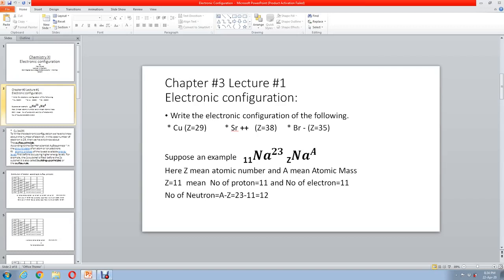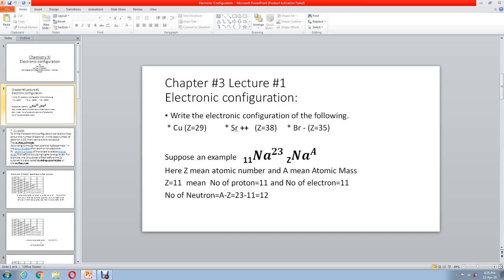Suppose an example, 11Na23. Here 11 is equal to Z. It means that Z is the atomic number, while 23 is equal to the atomic mass. The atomic mass of sodium is 23. Z means number of protons. Z is 11 here, so there are 11 protons.